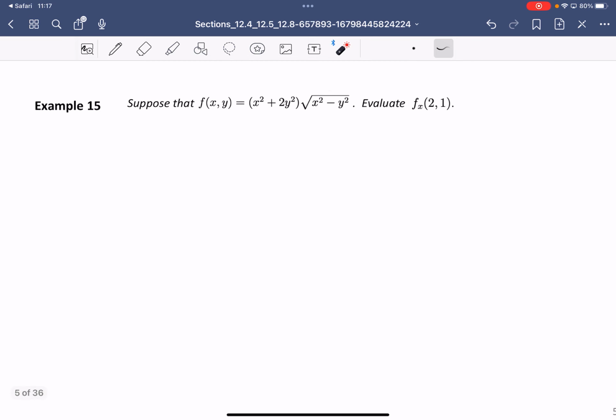So we're going to move to example 15. Let's look at a little bit harder function here: x squared plus y squared times the square root of x squared minus y squared, and then you differentiate with respect to x, and then you plug in at 2 and 1.